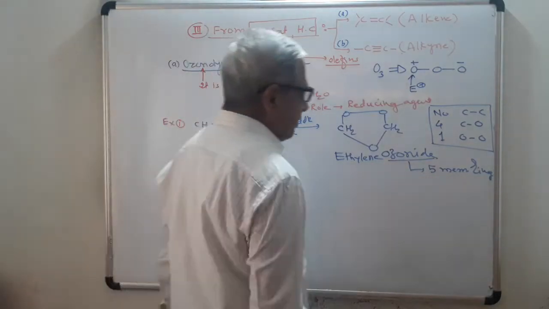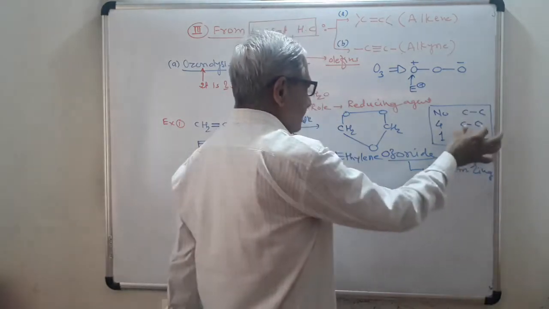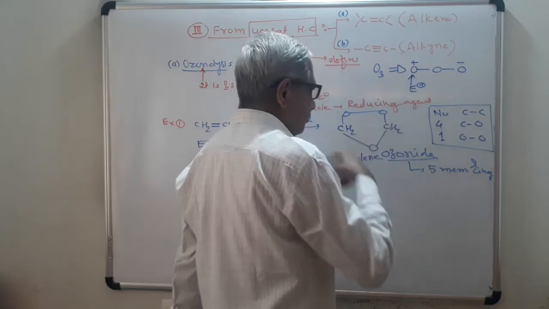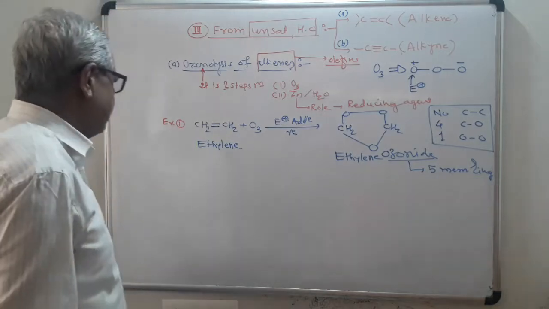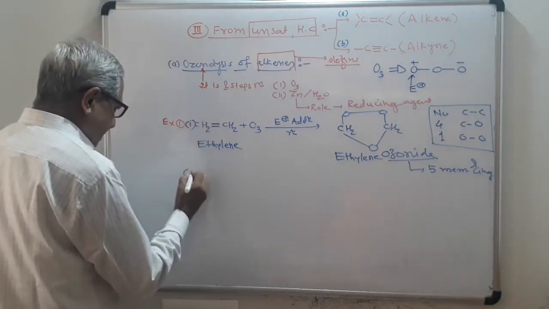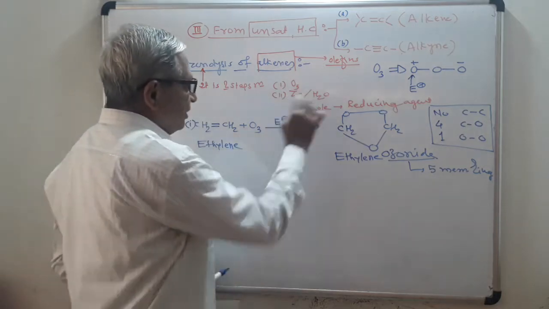Ozonide is a 5-member ring. This 5-member ring contains no carbon-carbon bond, it contains 4 carbon-oxygen bonds, 1, 2, 3 and 4, and only one oxygen-oxygen bond. So these 4 questions are important. So we completed the first step. Now the second step. The second step is reaction with zinc and water.